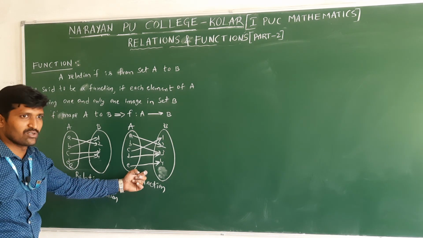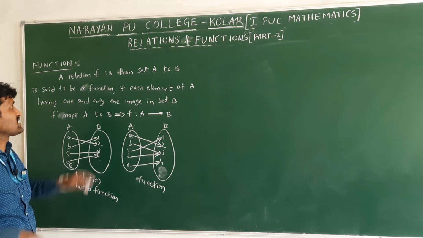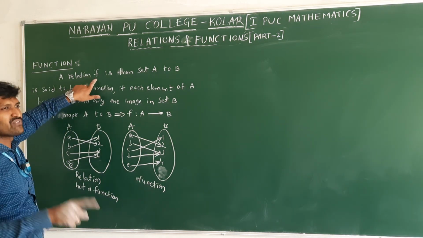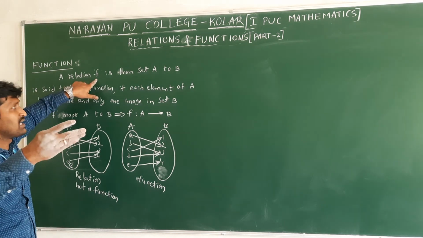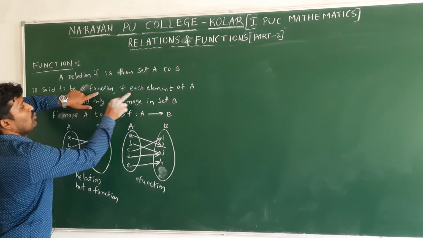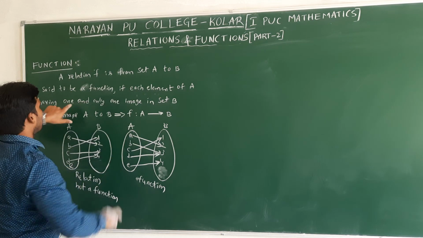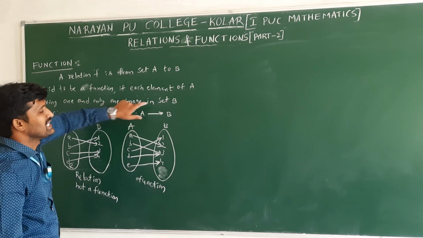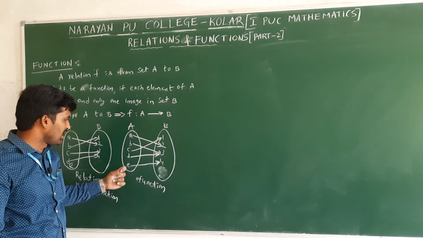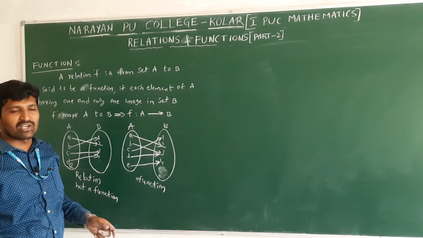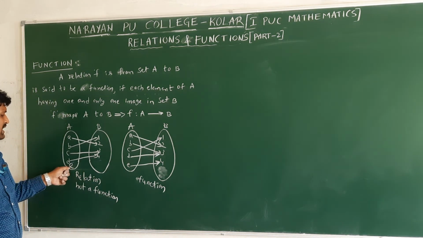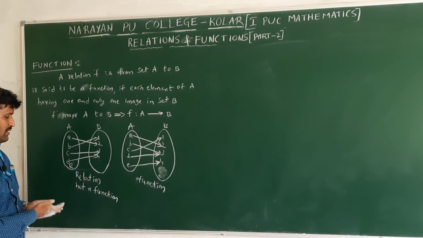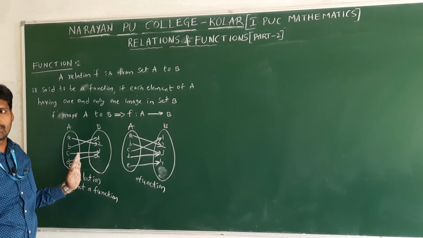It is also a relation, because every function is a relation. First of all, a function is a relation. Then it becomes a function under what condition? Each element of set A has only one image in set B. If any element is left, that is not a function. It is a relation because E is not related with any element, but it is not a function.